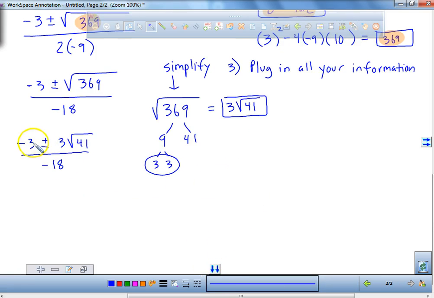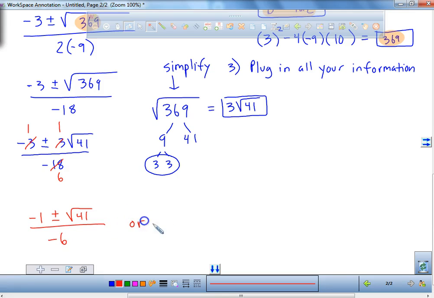Now, what number goes into a 3, and an 18? 3, right? 3 goes into all of it. So if I go 3 into 3, what is that going to become? 1. 3 into 3, that becomes a 1. 3 into 18 becomes a 6. So here is your answer. Negative 1 plus or minus radical 41 all over a negative 6.